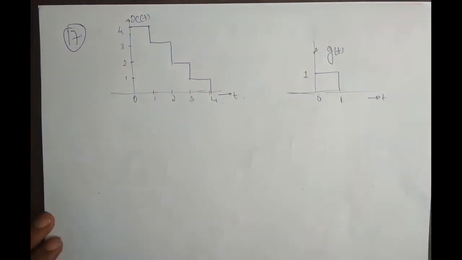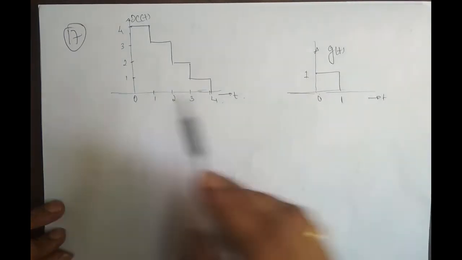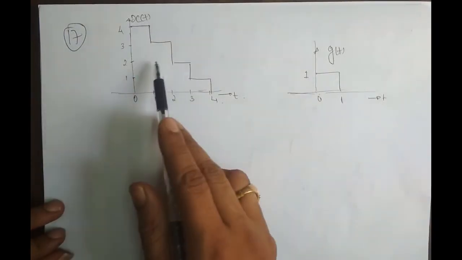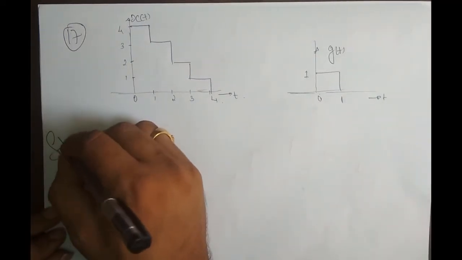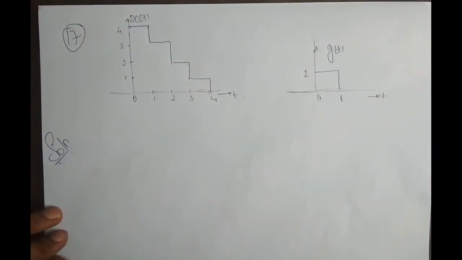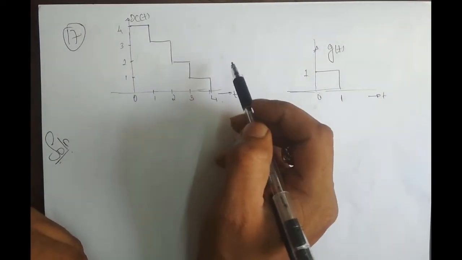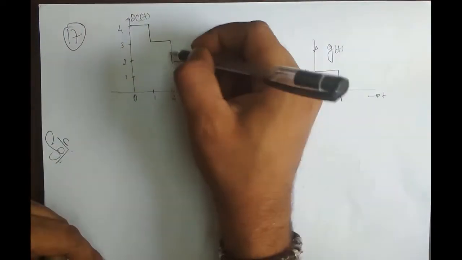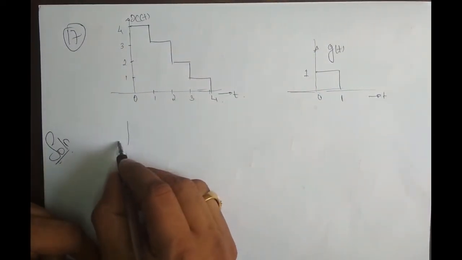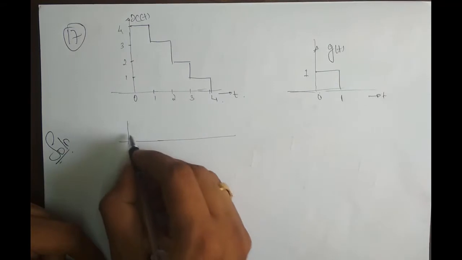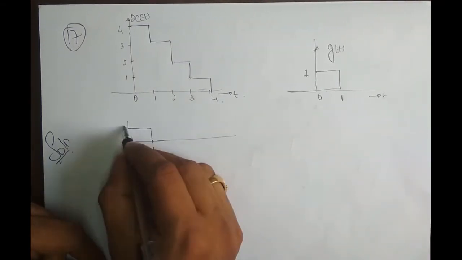Now the aim here is the same. What do I have to express with what? I have to express x of t, this signal, in terms of g of t. Okay. So solution. Now, this can be represented as a sum of 4 individual signals, right? So the first signal is, 0 to 1, its amplitude is 1.